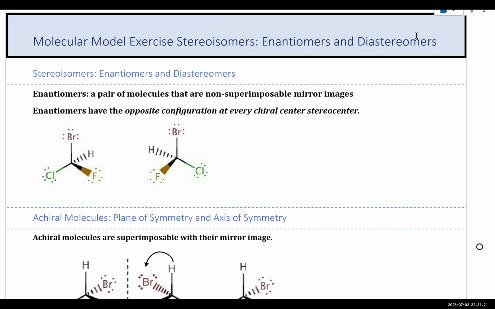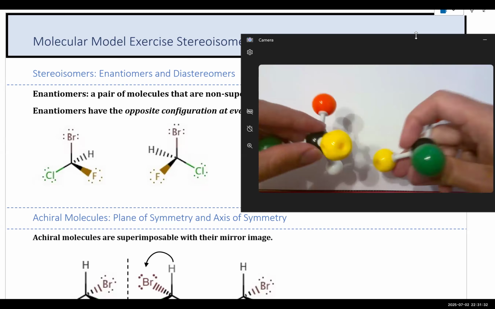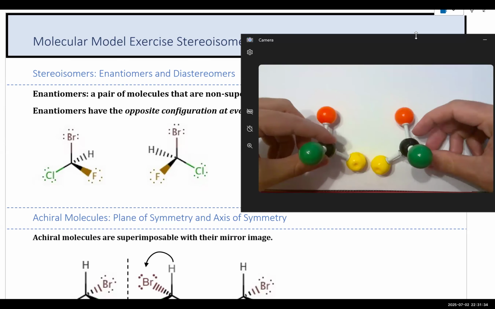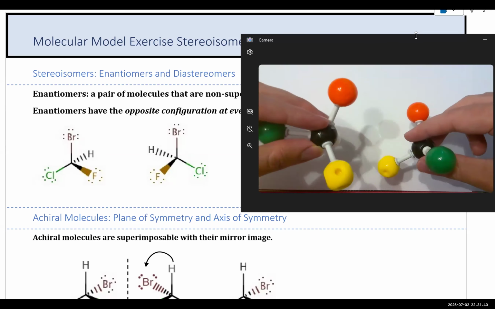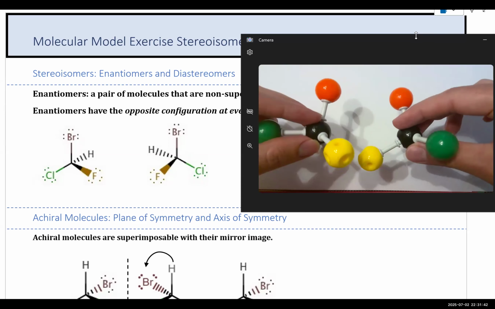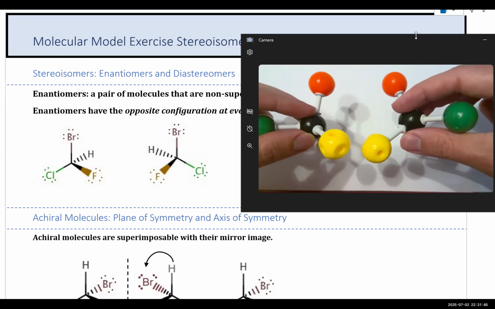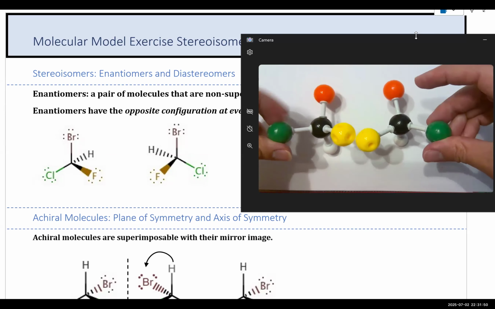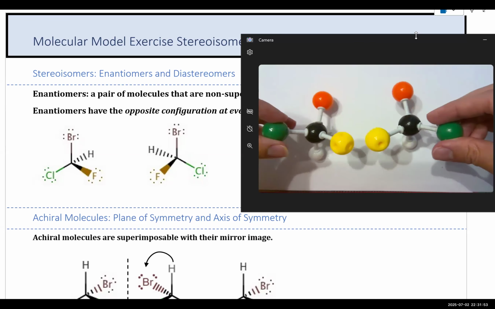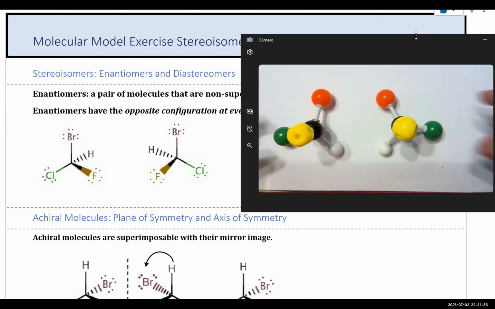To show you these two enantiomers, I've gone ahead and made a model of each of these two compounds. In one of the compounds, the fluorine is wedged and the hydrogen is dashed in the back. In the second compound, the fluorine is wedged and the hydrogen is in the back. However, the position of the chlorine differs: in one compound it's on the left, in the other compound it's on the right. These two compounds represent enantiomers, non-superimposable mirror images.